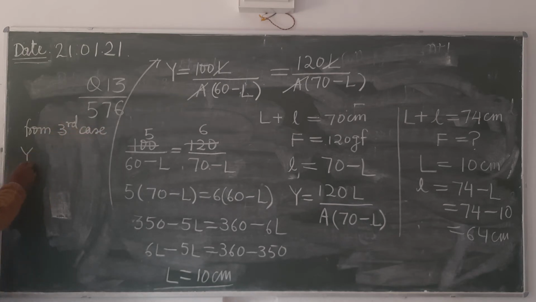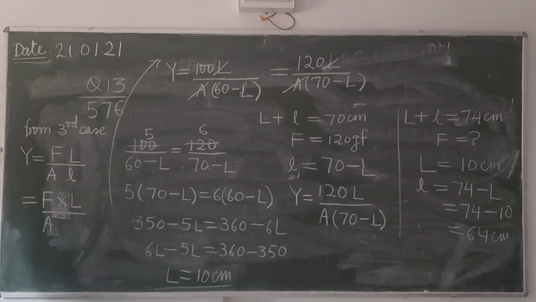Y will be equal to, who can tell? It is equal to, by using this formula, F into capital L upon A into small l. F you have to determine. Capital L, you write capital L. A is unchanged. Small l is how much? 64. Now the value of y is this.